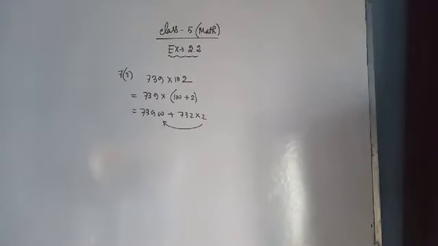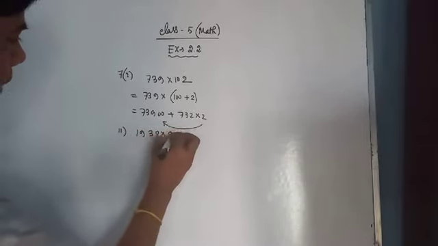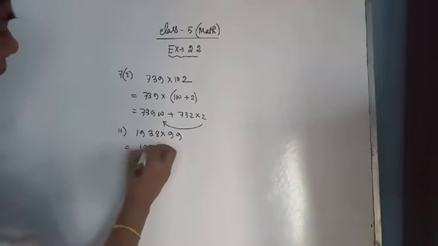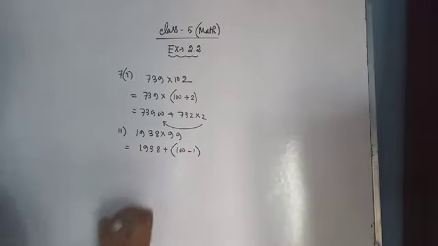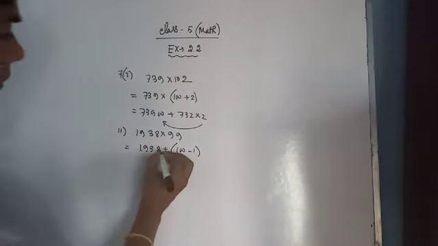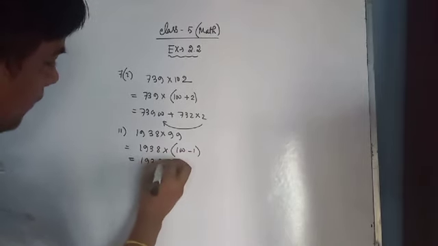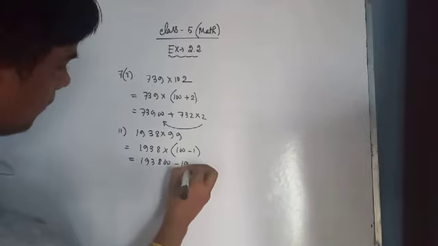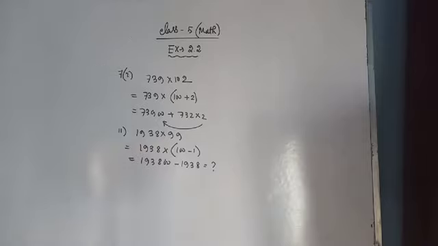I have not solved that part because you can do it easily. Number 2: 1938 into 99. Here, if I write it as 100 minus 1, it will be better. Why? Because then you get 1938 00 minus 1938, and you can get the answer. Understood?